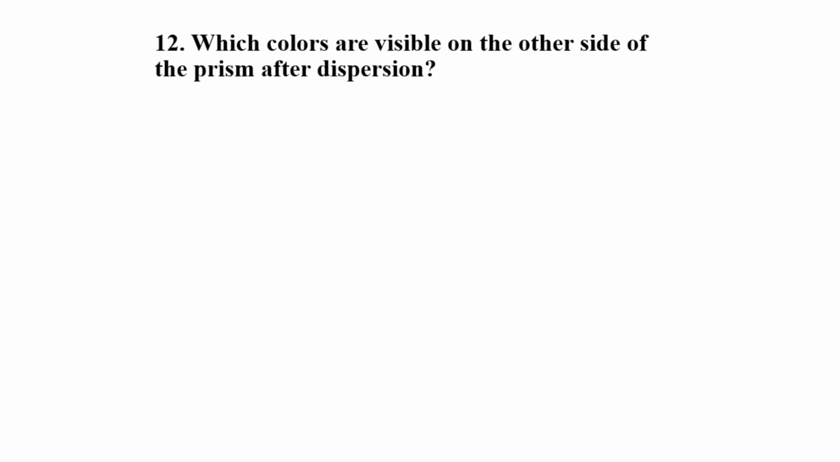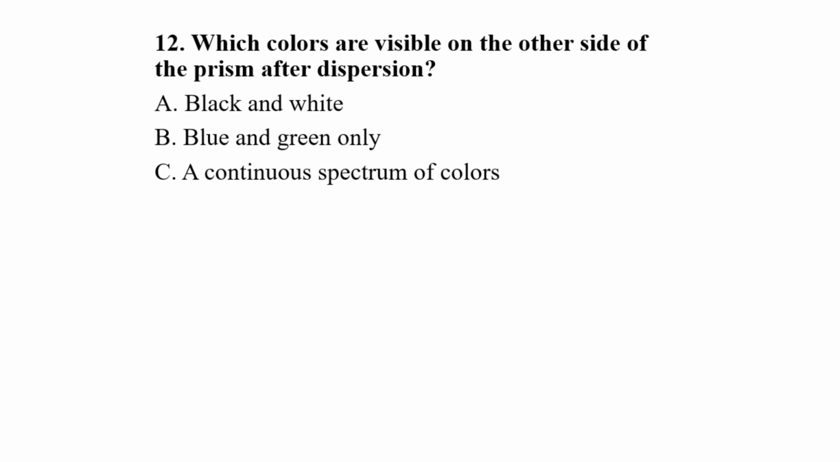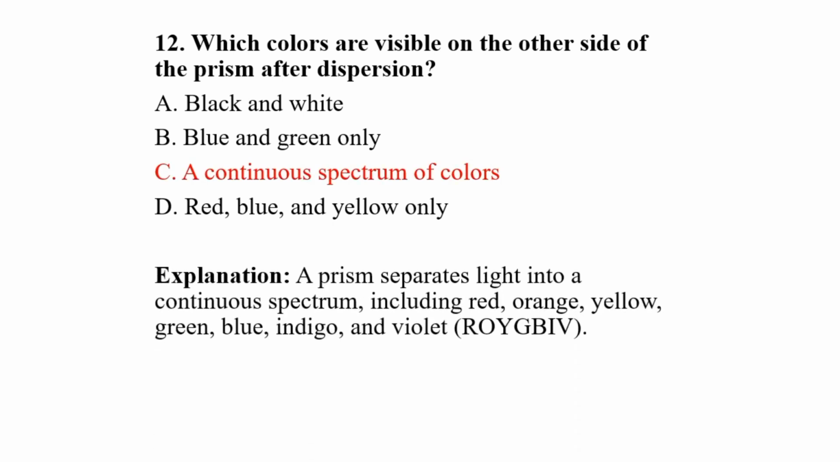Question number 12. Which colors are visible on the other side of the prism after dispersion? A. Black and white. B. Blue and green only. C. A continuous spectrum of colors. D. Red, blue and yellow only. The answer is a continuous spectrum of colors. A prism separates light into a continuous spectrum, including red, orange, yellow, green, blue, indigo, and violet.